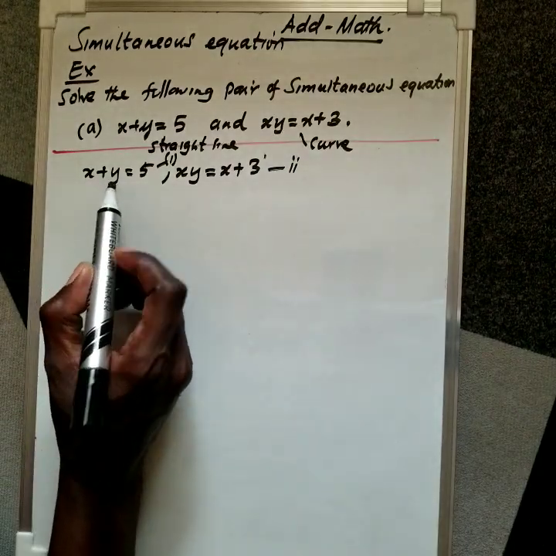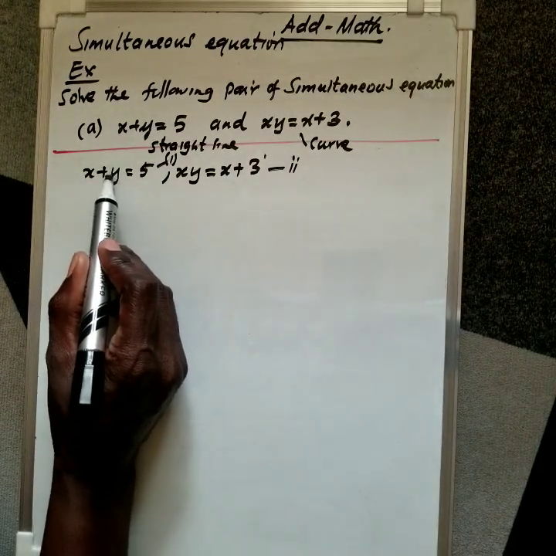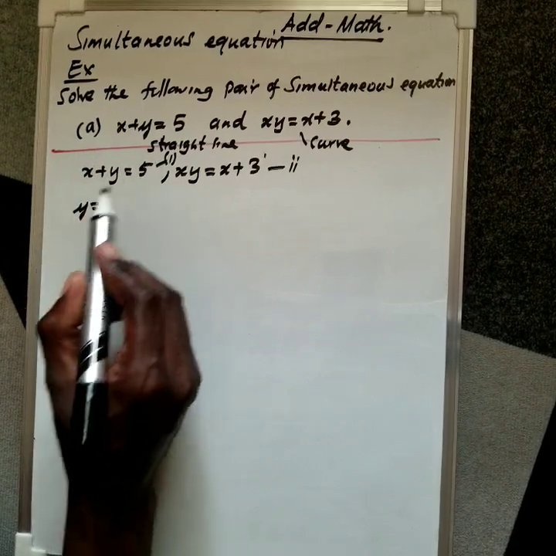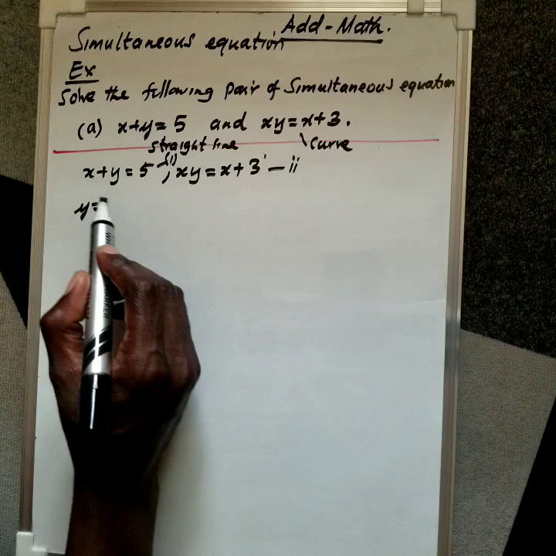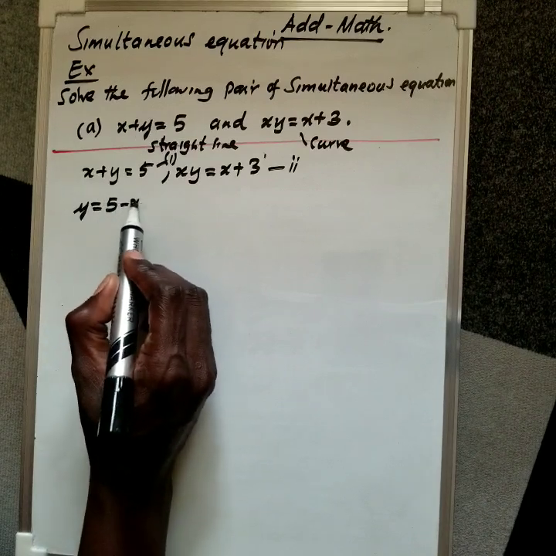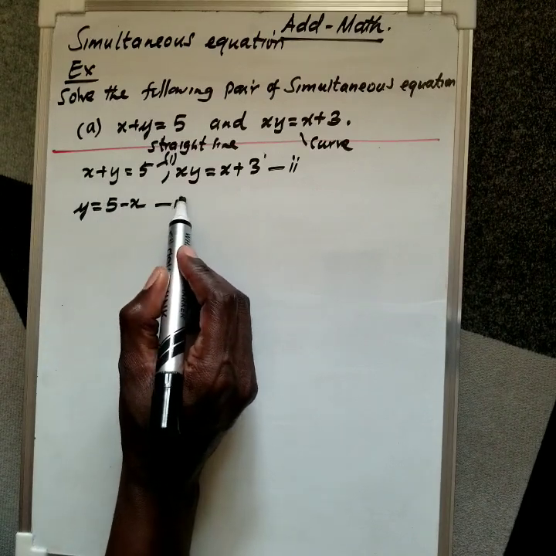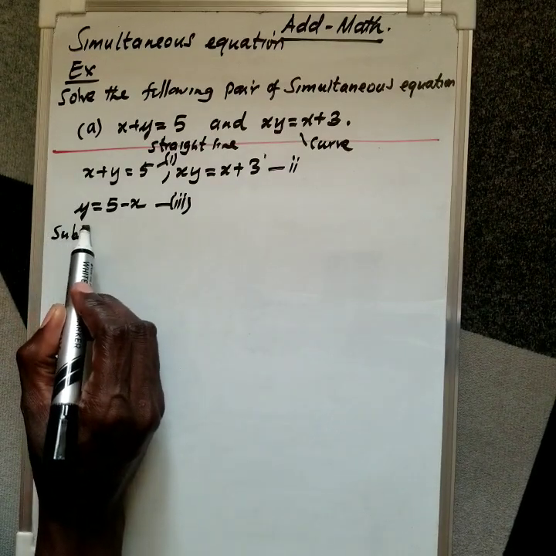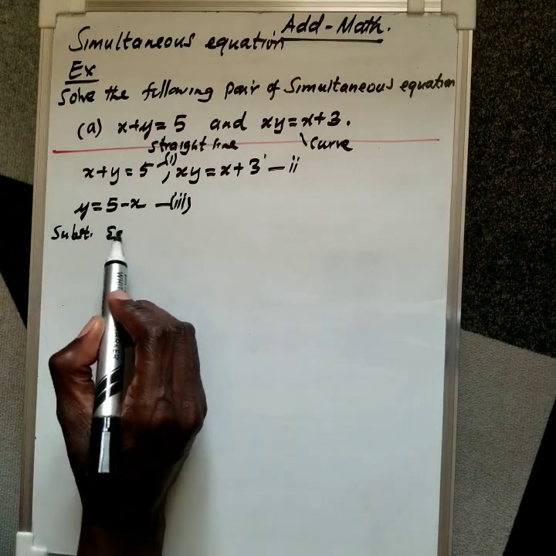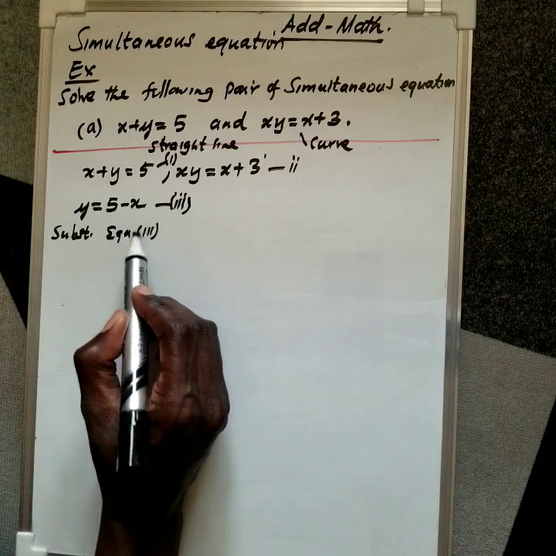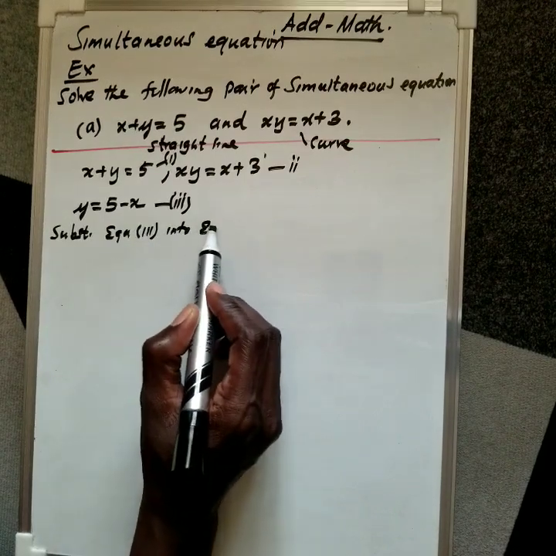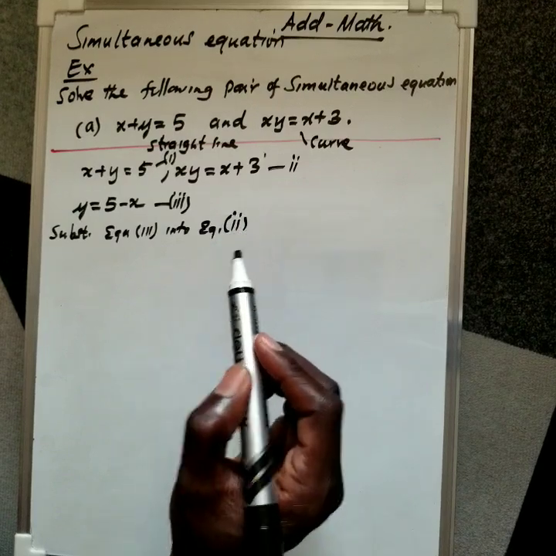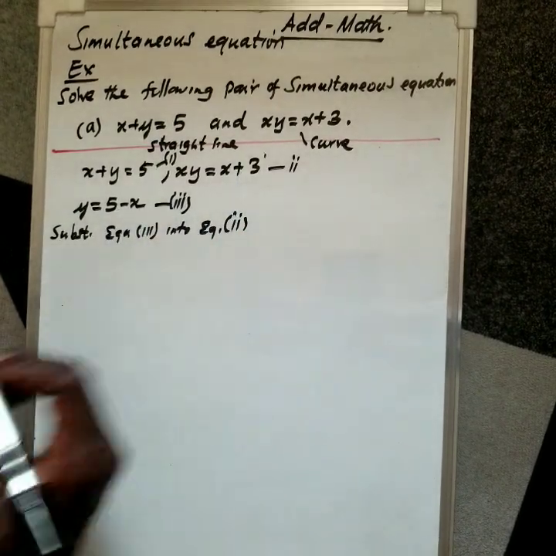So I'm going to make y the subject of the formula. So y is equal to 5 minus x, where x goes to the other side, or you can do the additive inverse. Let me say this is the third equation. Then the next step, you can simply substitute equation 3 into equation 2, substituting this equation into that other equation.